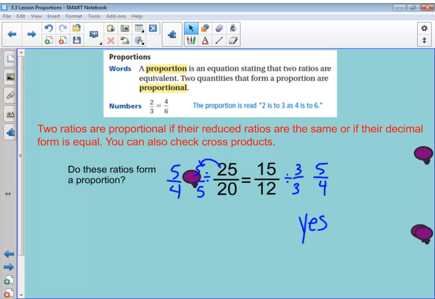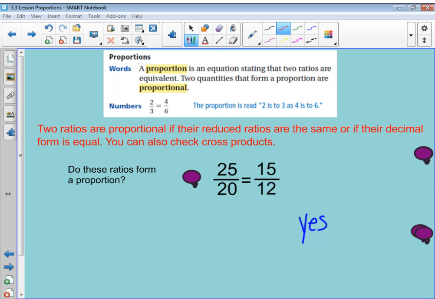Okay, somebody that doesn't like to reduce fractions, or that's something that they struggle with, I would recommend checking the decimal. Punching it in as 25 divided by 20, you get 1.25, and then 15 divided by 12, you get 1.25. Cross products will also work. 12 times 25 gives me 300. Okay, 20 times 15, 2 times 15 is 30, add a 0, still 300.